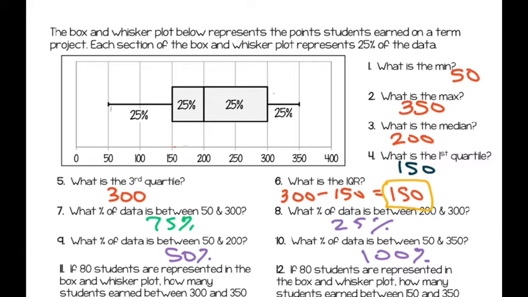We can tell the median, but that doesn't mean anybody actually got that score. It just means that half the people got above and half the people got below. So there are just some things with box and whisker plots that we can't tell. So just be watching for that.